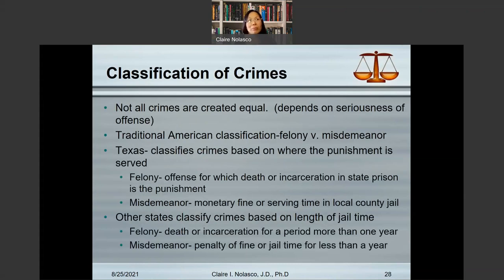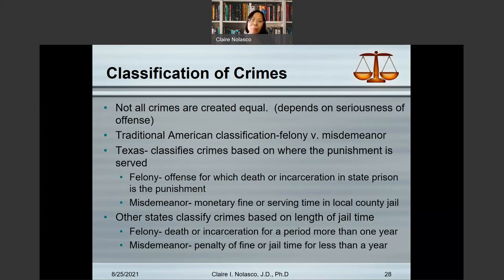Now, when we classify crimes, we have to consider that on the extent of severity and scale, they're not all created equal. The traditional American classification of crimes is felony for the more serious or grave crimes and misdemeanor for the lighter offenses. In Texas, we classify crimes based on where the punishment is served. So a crime is a felony if the offense is punishable by death or incarceration in state prison. However, the crime is considered a misdemeanor if the only punishment is a monetary fine or serving time in a local county jail.